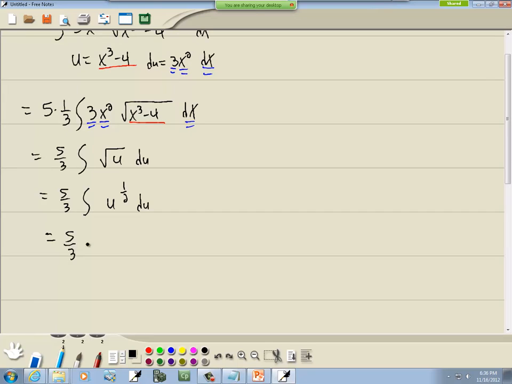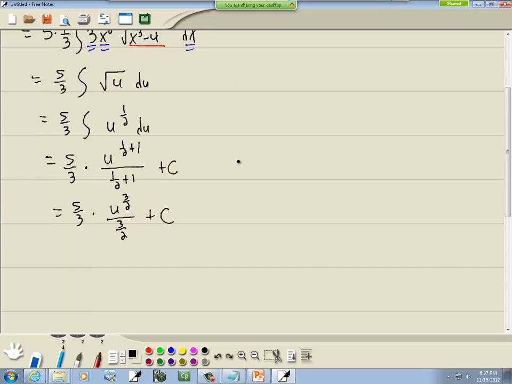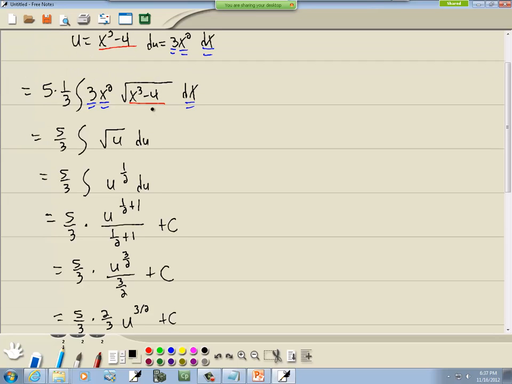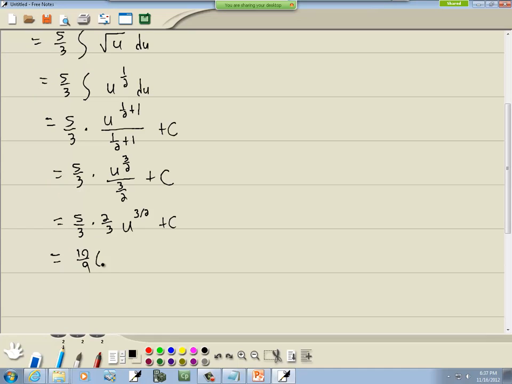Okay, then we're going to add 1 to our power, divide by our new power, and plus c. So it gives us 5/3. 1/2 plus 1 is 3/2, and then 3/2 down here. Now remember, if you have a single fraction down in the denominator, you're going to flip it, multiply times your top part. So this is going to become 5/3 times 2/3 u to the 3/2 plus c, which gives us 10/9. And u up above we said was x to the third minus 4. So plug that back in now. So x to the third minus 4 to the 3/2 plus c.